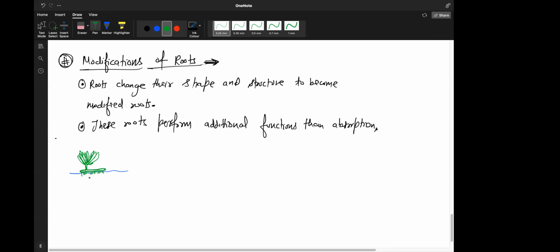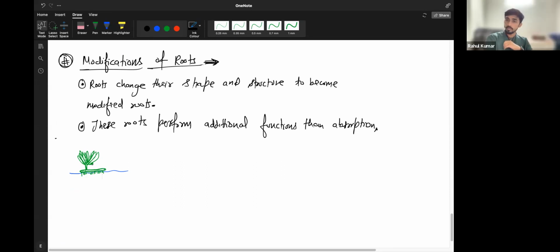Okay. Now these roots, because only roots can absorb water and minerals. So if plants do not have roots, where they will do the absorption from? So absorption is the primary function. Sometimes roots get modified to do other functions, but it's not like that they are not doing their primary function in the plant. There will always be a primary root. There is no plant without roots. You understand?